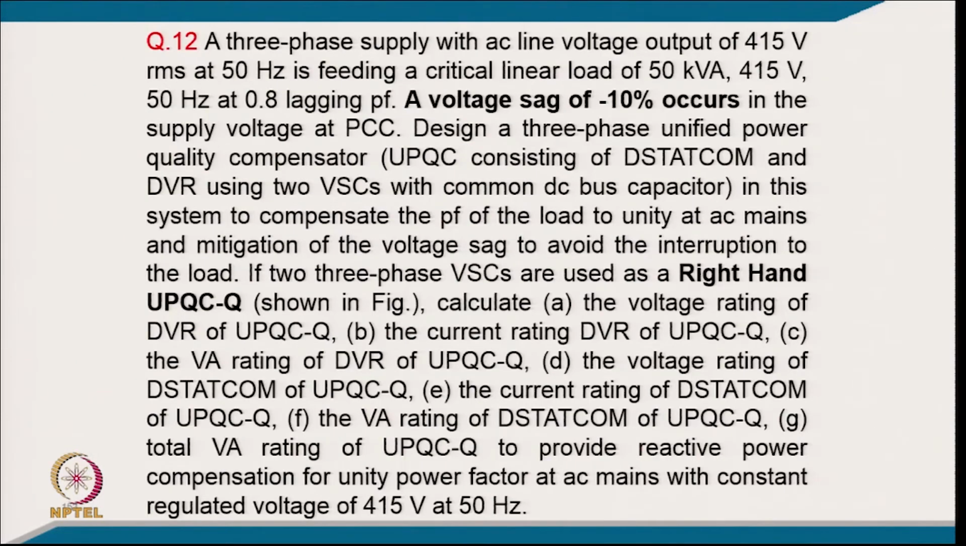Coming to numerical problem 12: a 3-phase supply with an AC line voltage of 415 volt RMS, 50 hertz, is feeding a critical load of 50 kVA, 415 volt, 50 hertz at 0.8 lagging power factor.